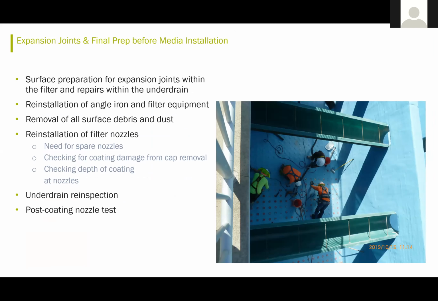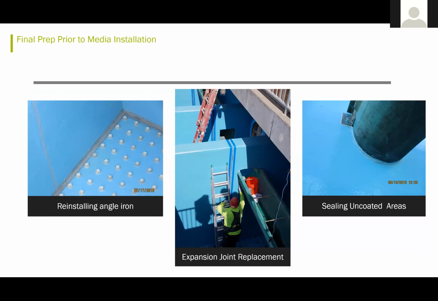And then in the process of reinstalling the nozzles, they ended up having to replace roughly 250 nozzles. The original 50 to 60 that were found to be defective, and then a number of them that were broken during installation or removal for the blasting operation and reinstallation. But it was a lot less than originally anticipated. Just some shots of reinstalling the angle iron, installing the expansion joint, and sealing the uncoated areas.